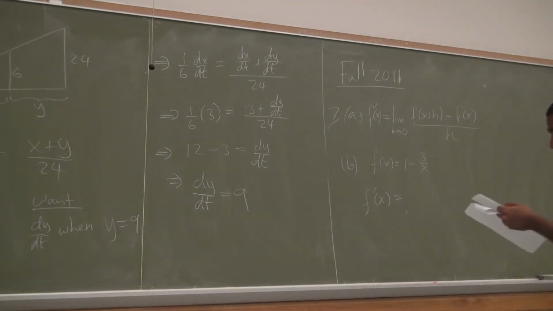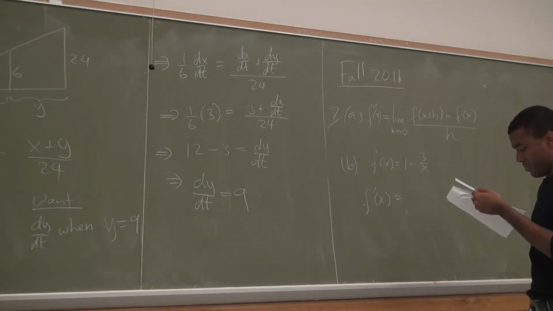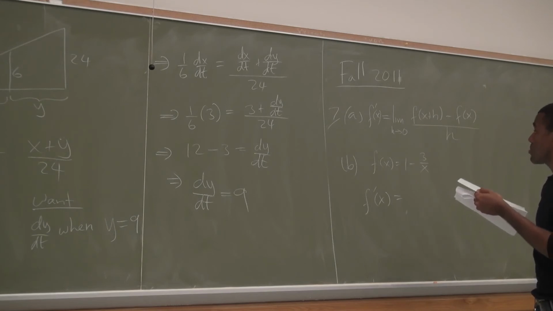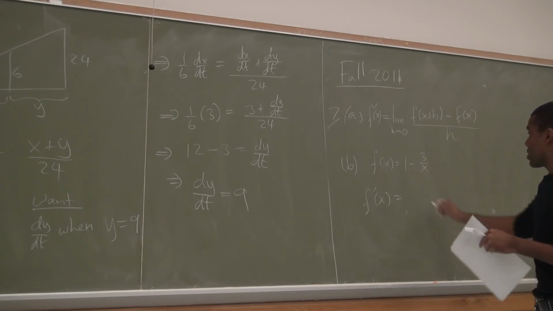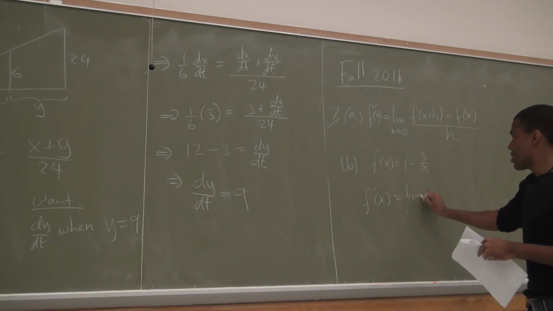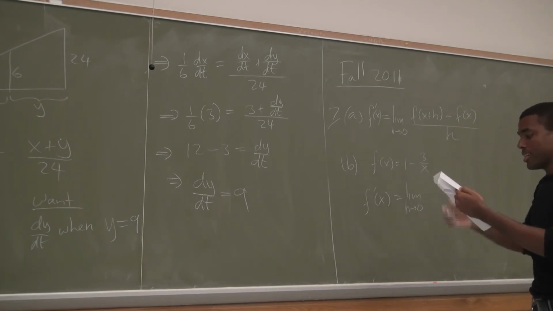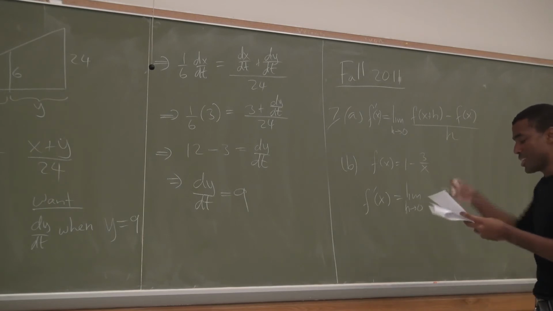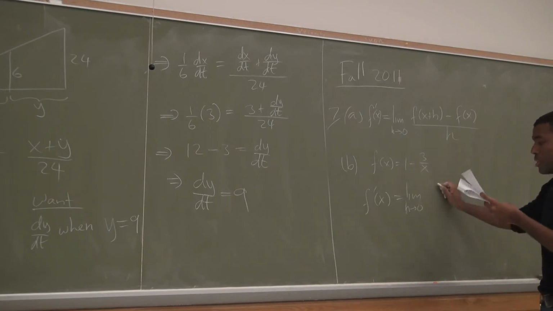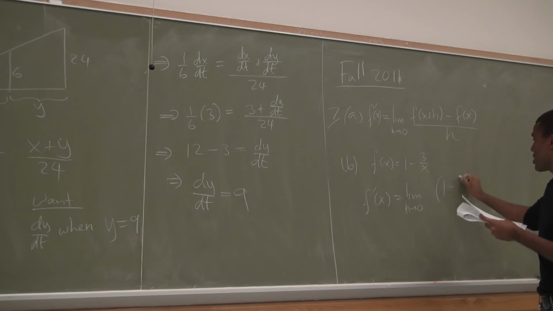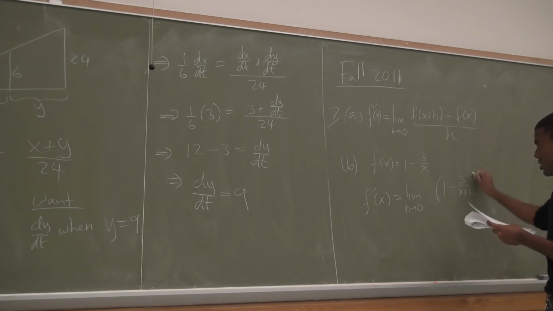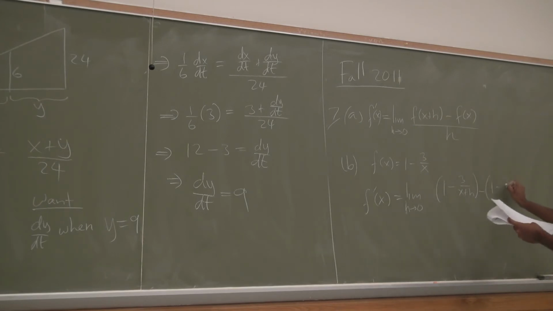Okay, let's see where it goes. So he put, well, you didn't write the limit the whole way down. On the test, you lose points for that. Okay, so we have 1 minus 3 over x plus h minus 1 minus 3 over x, all over h.